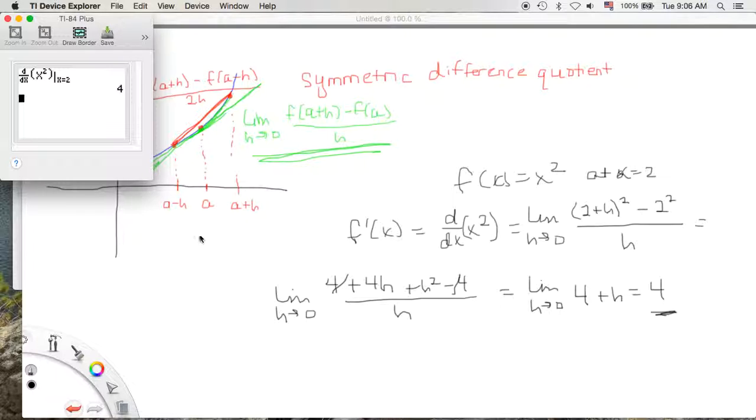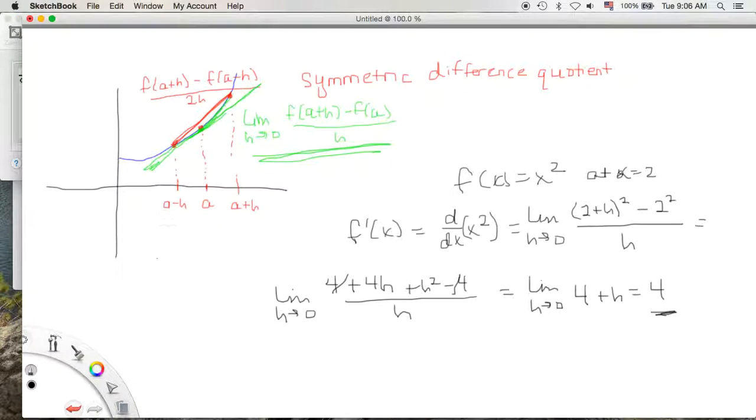Now you can also look at this symmetric difference quotient, and what it's doing is calculating this with a very small h, because it's actually, see here, we're not taking a limit.